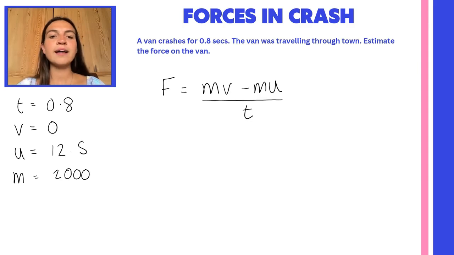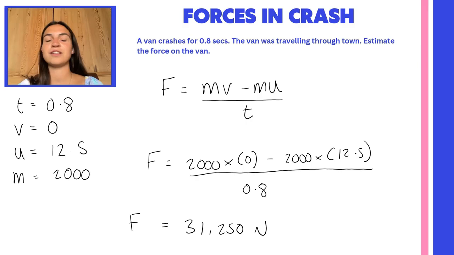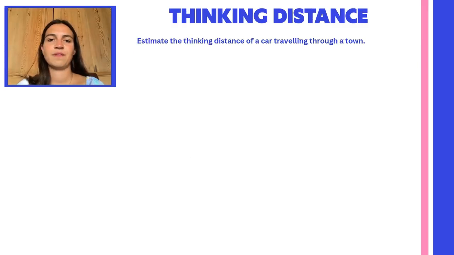second. And since it's a van and not a car, I'm going to say that it's probably between 1.5 and double times the mass of a car. So I'm going to say it's roughly 2,000 kilograms. Okay, and there will be ample leeway in your exam for these estimations. So now I'm just going to plug all of those into my equation. F is 2,000 times 0 minus 2,000 times 12.5 divided by 0.8, and you have your force is 31,250 newtons. Okay, now looking at some thinking distance, so estimating the thinking distance of a car travelling through town.